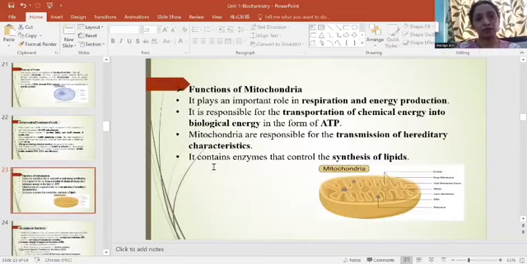The functions of mitochondria: it plays an important role in respiration and energy production, so it is also called the powerhouse of the cell. It is responsible for the transformation of chemical energy into biological energy to form ATP. They are responsible for transmission of hereditary characters. Below is the structure of your mitochondria.